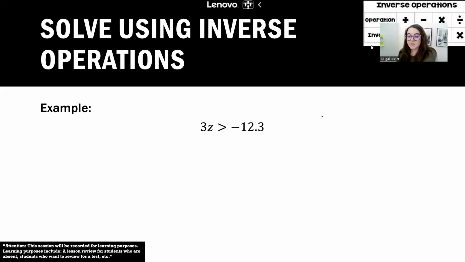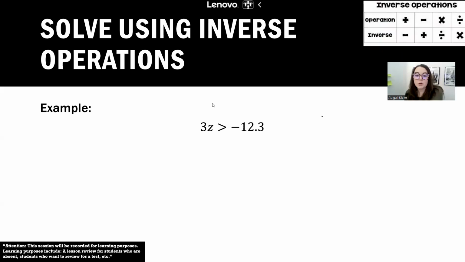So let's go ahead and practice using inverse operations to solve. So the first inverse operation that in this case we would want to use is we're always looking at what's the impact on our variable. And as a reminder, the variable is any letter that is in our inequality or equation. So in this case, our letter or variable is z. So what's the impact that's being had on our variable?